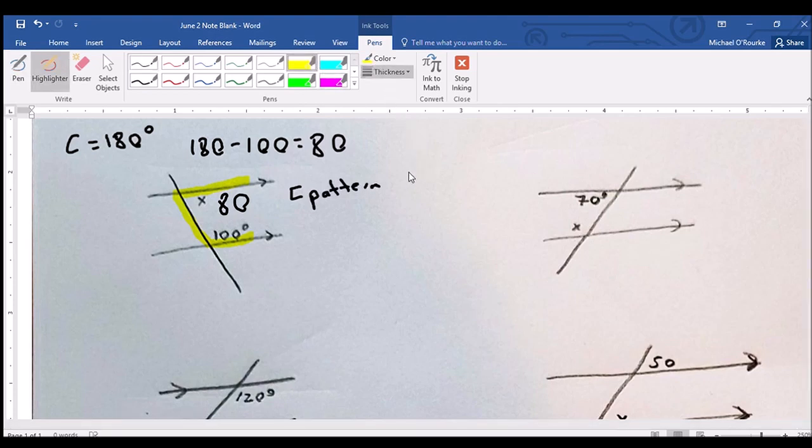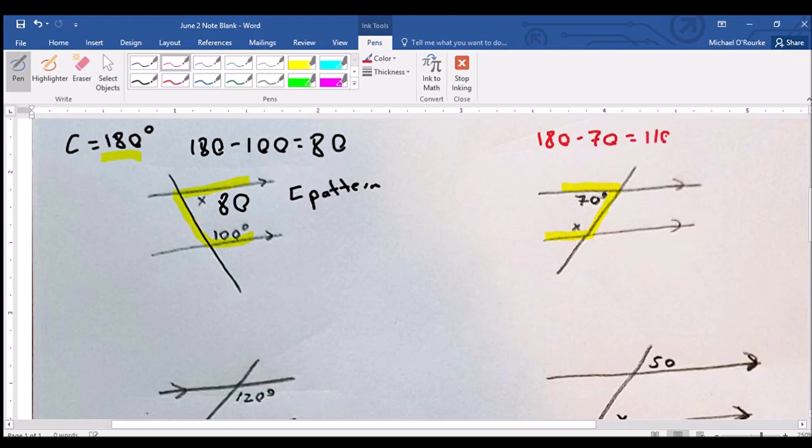Now here, once again, both are inside here. So we're going to go with a C pattern looking the opposite way. If we remember that a C pattern equals 180 degrees, we just have to go 180 minus the one we know, which equals 110. So that's 110 degrees. Okay? And we have to just make sure we write C pattern down.